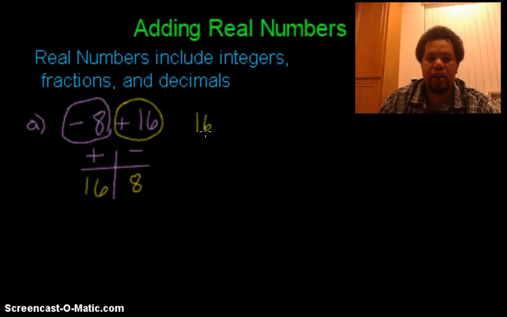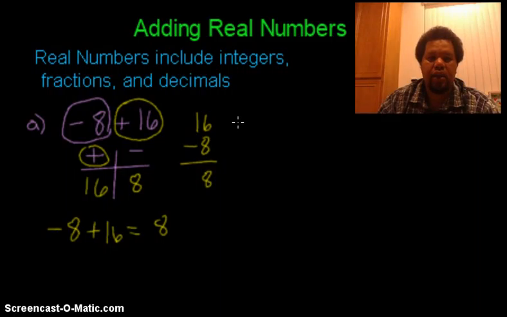So we go 16 take away 8, which is 8. And the team that wins, or the team that has the bigger number, will be the sign of the answer. So -8 plus 16 will be a +8. Okay, let's look at it in reverse.